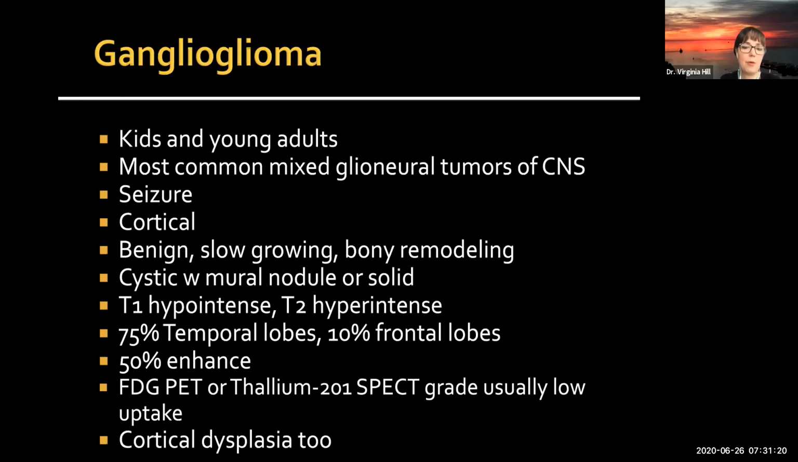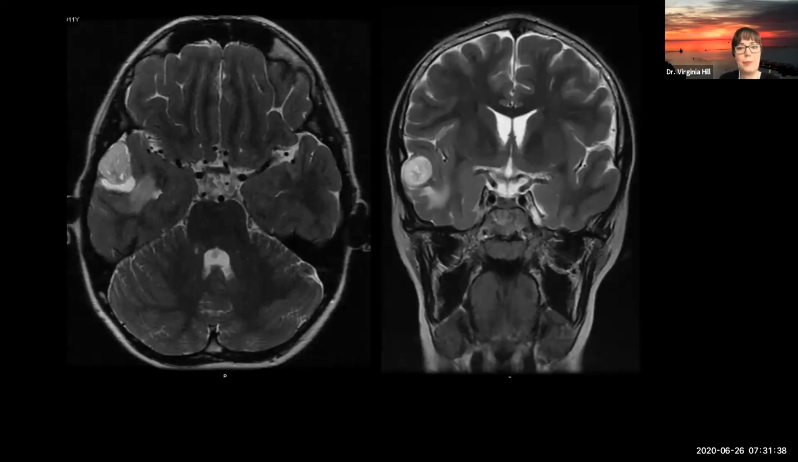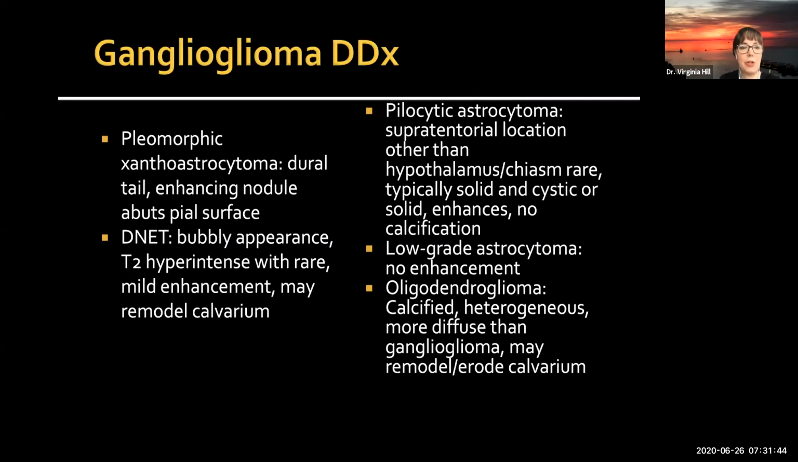And on FDG PET or thallium-201 SPECT, you can have some low uptake, and you can also have associated cortical dysplasia. And here's an example of a T1 hypointense, T2 hyperintense cystic tumor with some enhancement, pretty avid in this case, and that is a ganglioglioma.